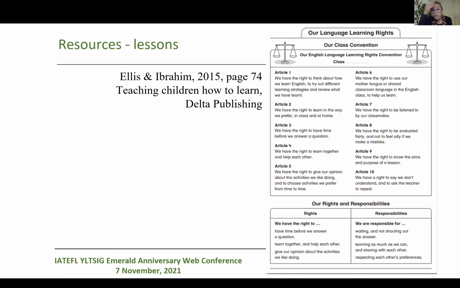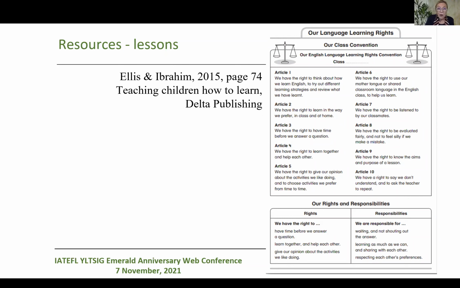And if you look at the bottom bit, as I said, if you have rights, it goes without saying that you have responsibilities. So if we have the right to have time before we answer a question, we are responsible for waiting and for not shouting out the answer. So I think this is a very good way of getting children to become respectful of each other.